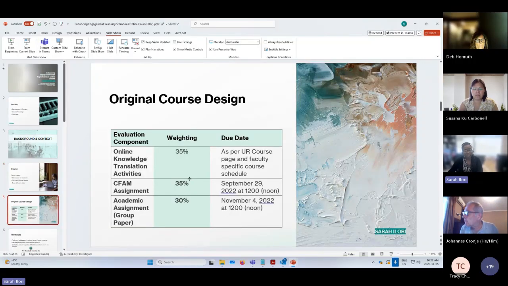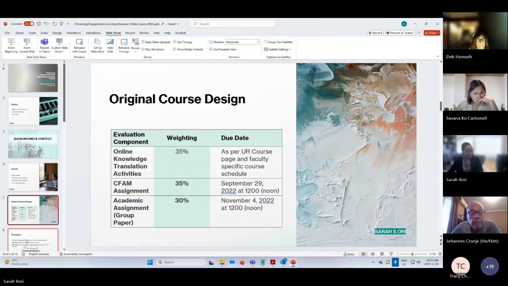So this was the original course design that I inherited. We had the knowledge translation activities, which was worth 35% of their final grade. And in my section, I introduced weekly forums as well as quizzes, as well as a final reflection and an initial reflection. They also have, as you can see, 2 major papers in this course worth 65% of their final grade.